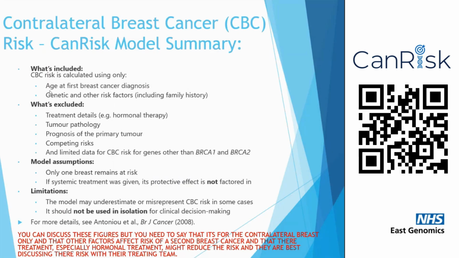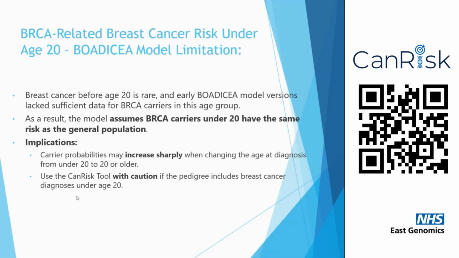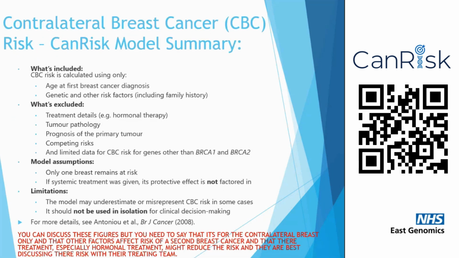So when they're working out the contralateral breast cancer risk, they calculate it using the age at the first breast cancer diagnosis and the genetic and other risk factors, including family history. But as I say, it doesn't include treatments such as hormonal therapies, tumour pathology, prognosis of the primary tumour, or other competing risks. And although we do use it for other genes, apart from BRCA1 and BRCA2, the data for those other genes is limited. As I say, it assumes that only one of the breasts remains at risk.